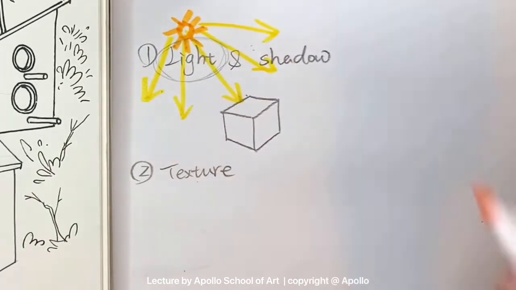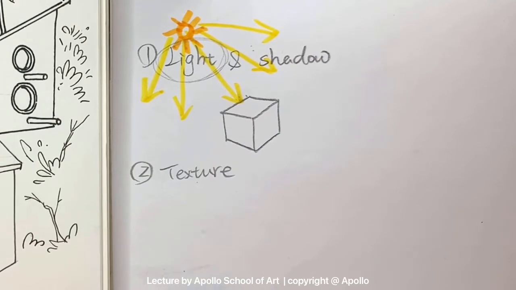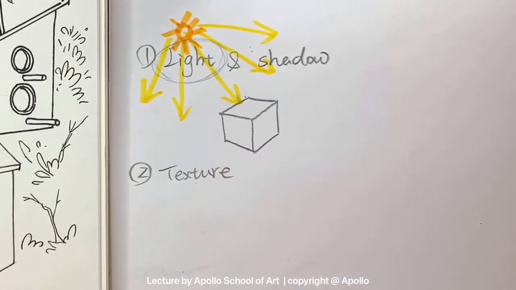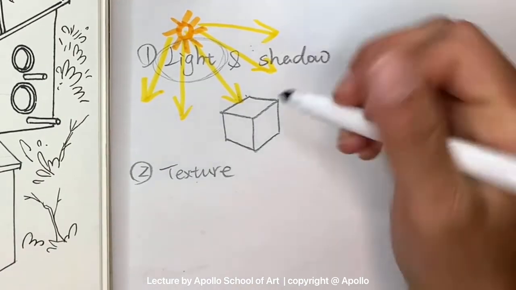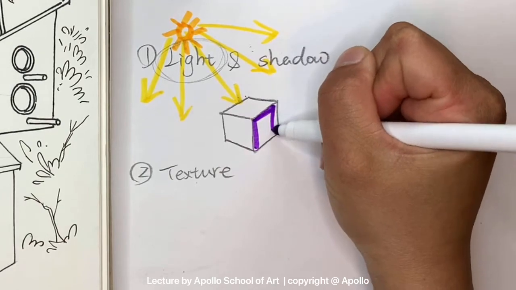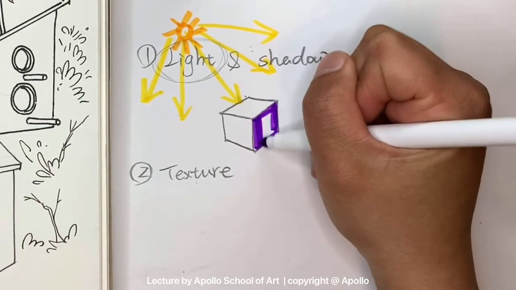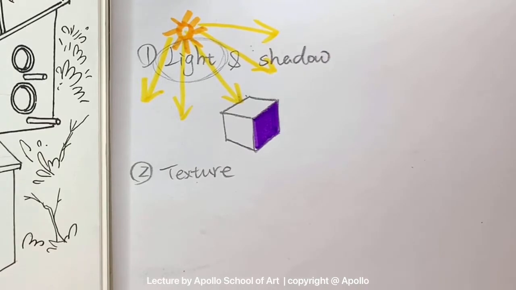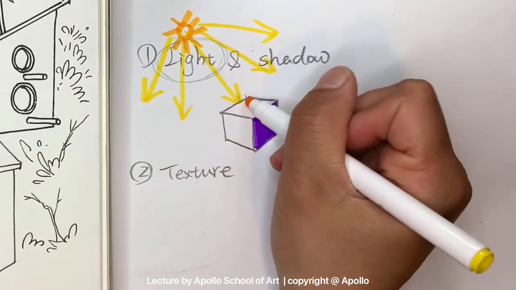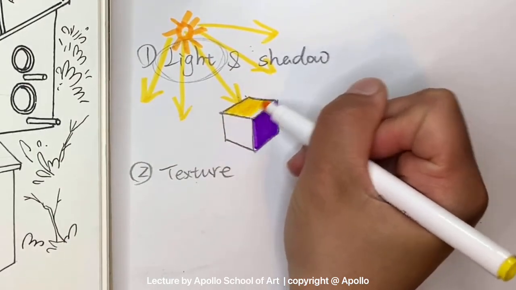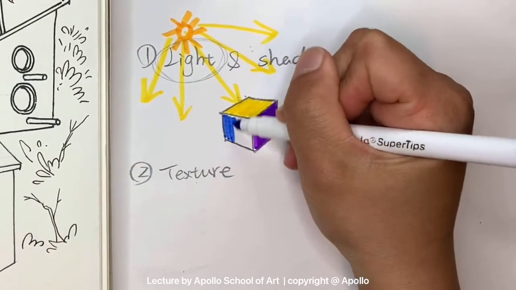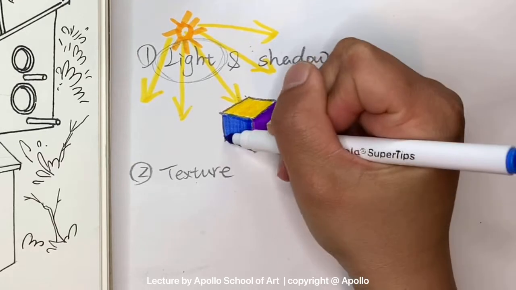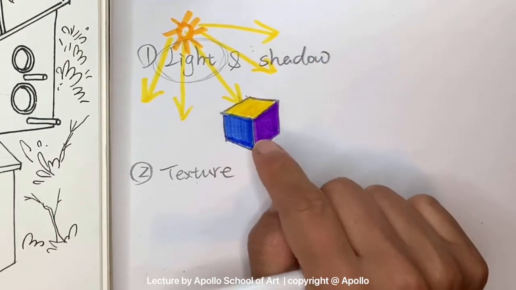Okay, so on the cube, which face is the darkest? It will be this one, because it's backward, there's no light hitting on this side. And which one is the brightest? Of course the top, right? Because the sun is on the top. Then the middle one will be the last one right here. So it's very simple and easy to do on the object.